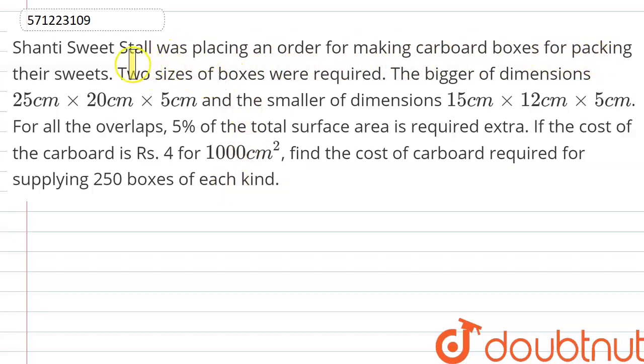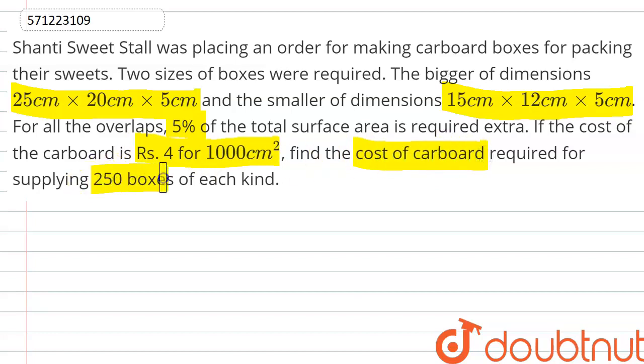Hello everyone, the question is: Shanti Sweet Stall was placing an order for making cardboard boxes for packing their sweets. Two sizes of boxes were required. The bigger of dimensions 25 cm multiplied by 20 cm multiplied by 5 cm and the smaller of dimensions 15 cm multiplied by 12 cm multiplied by 5 cm. For all the overlaps, 5% of the total surface area is required extra. If the cost of the cardboard is rupees 4 for 1000 cm square, we have to find the cost of cardboard required for supplying 250 boxes of each kind.